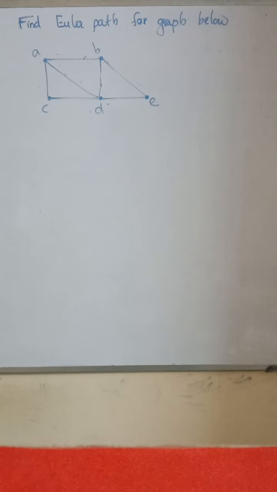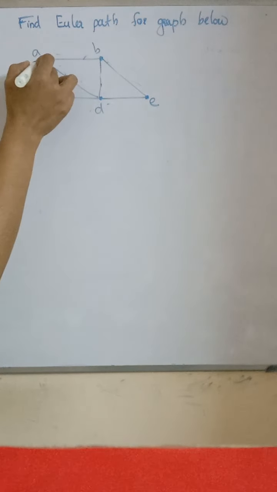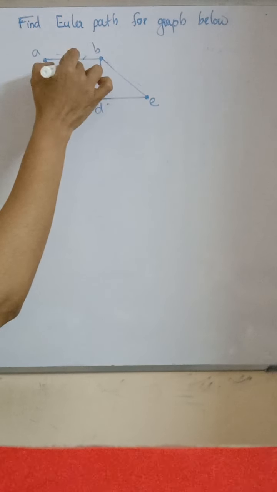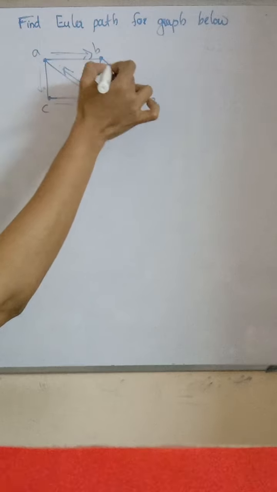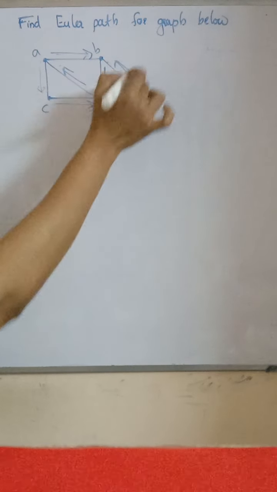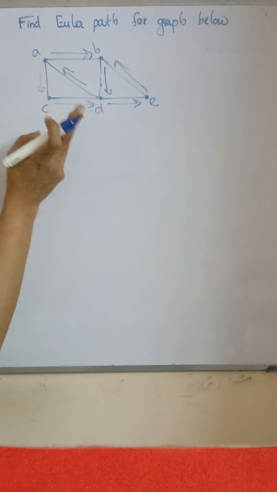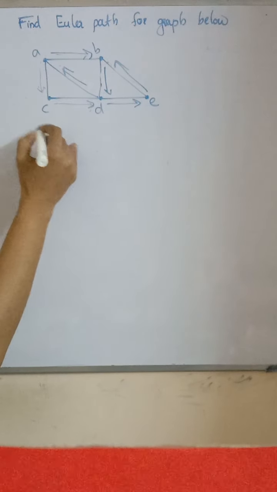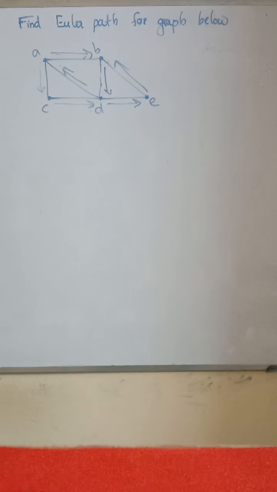Find an Euler path for the graph below. In this graph, start from the vertex A to C, C to D, D to A, A to B, B to D, D to E and E to B. In this traversal, we traverse all the edges. So this is an Euler path in this graph. So this is an Euler graph.